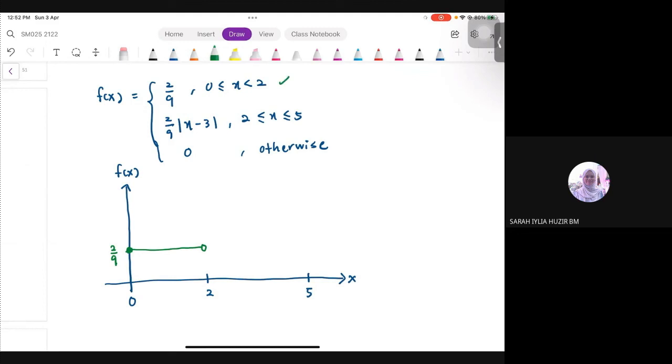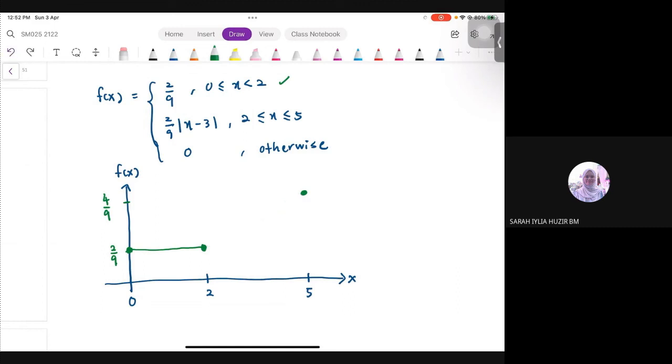Kita pergi function yang kedua. If I substitute 2 into the modulus, kita still dapat 2/9 tapi sekarang dah included. So kita dah kena tukar status. Dia dah jadi dan circle. Okay. And then if I substitute 5 into the function, kita akan dapat apa tu? Kita akan dapat 4/9. Okay. And it's included juga. Okay. Alright. So between these two, from 2 up to 5, saya tak boleh terus sambungkan straight line macam ni.